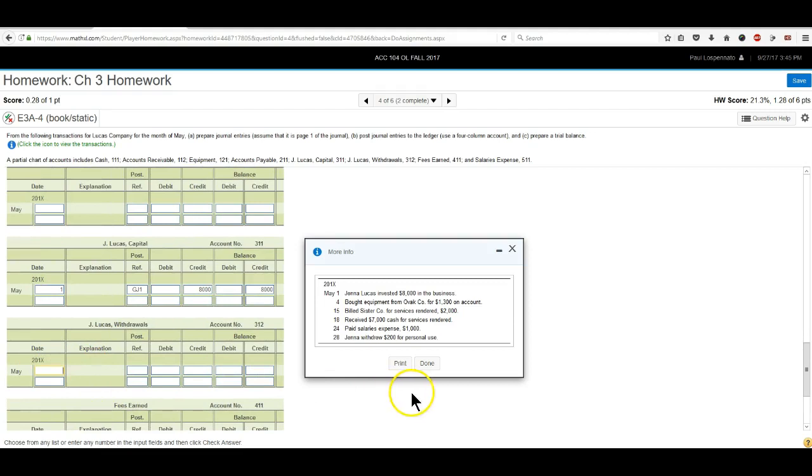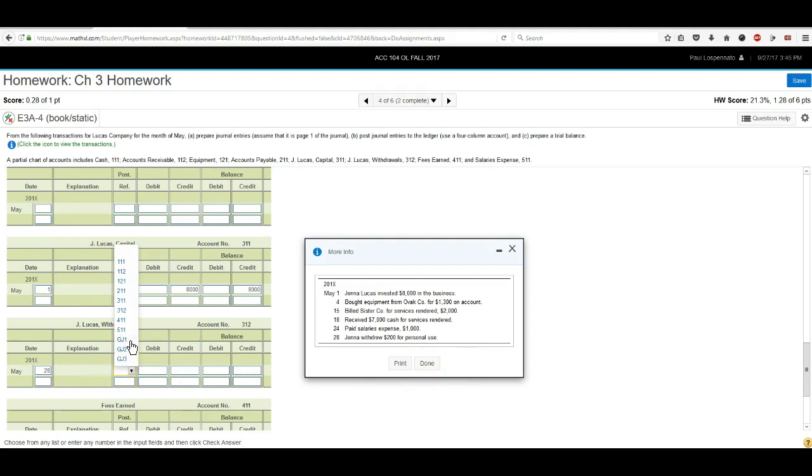Okay, so we stick the 28th in there, and the reference indicates that if you were analyzing that account, you would go look back in the journal dated the 28th, on that journal page. That's why we put the reference in there, so we can go back and forth from the journal to the ledger to see the sources of the posting and the explanations, which are in the journal. So there's the $200, and that would leave a balance of $200 in the withdrawals account.